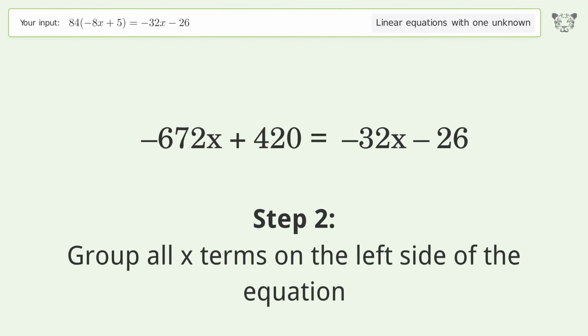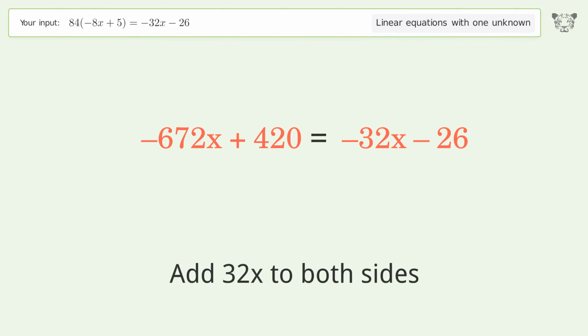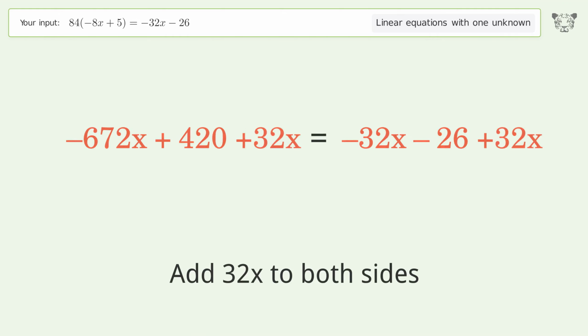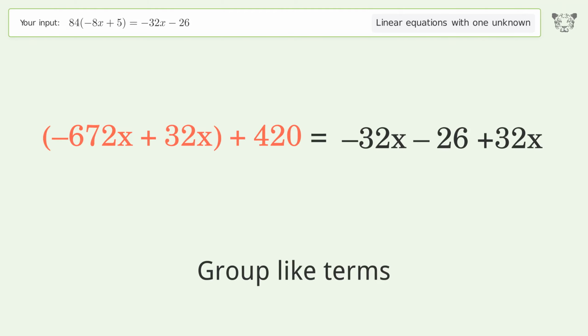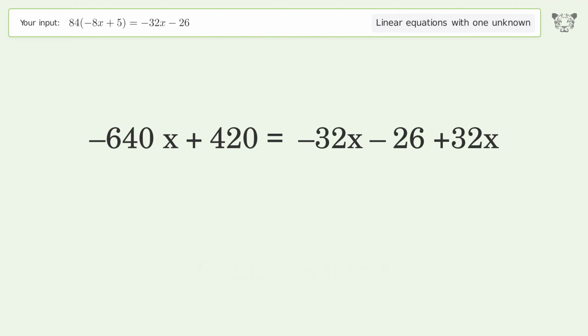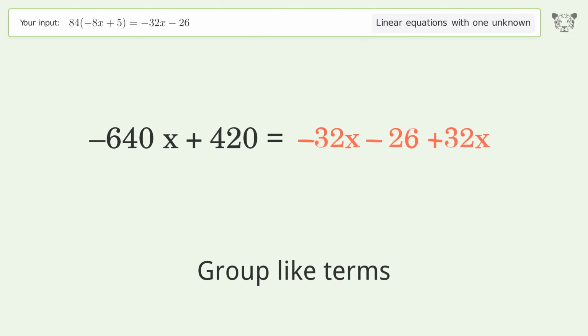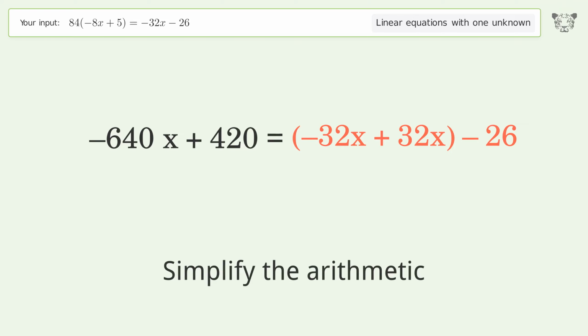Group all x terms on the left side of the equation. Add 32x to both sides. Group like terms. Simplify the arithmetic. Group like terms. Simplify the arithmetic.